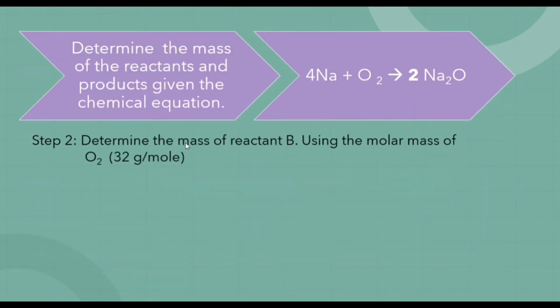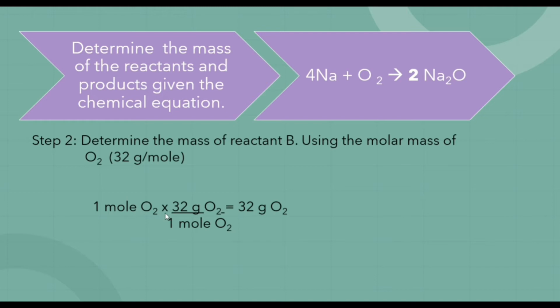Step 2. Determine the mass of reactant B, since we already have the value for reactant A. Using the molar mass of oxygen, which is 32 grams per mole. As we all know, the atomic weight of oxygen is 16. 16 times 2, that is 32. So it means that for every 1 mole of oxygen molecule, we have 32 grams. So 1 mole of oxygen, from the balanced equation here, we only have 1 mole of oxygen.